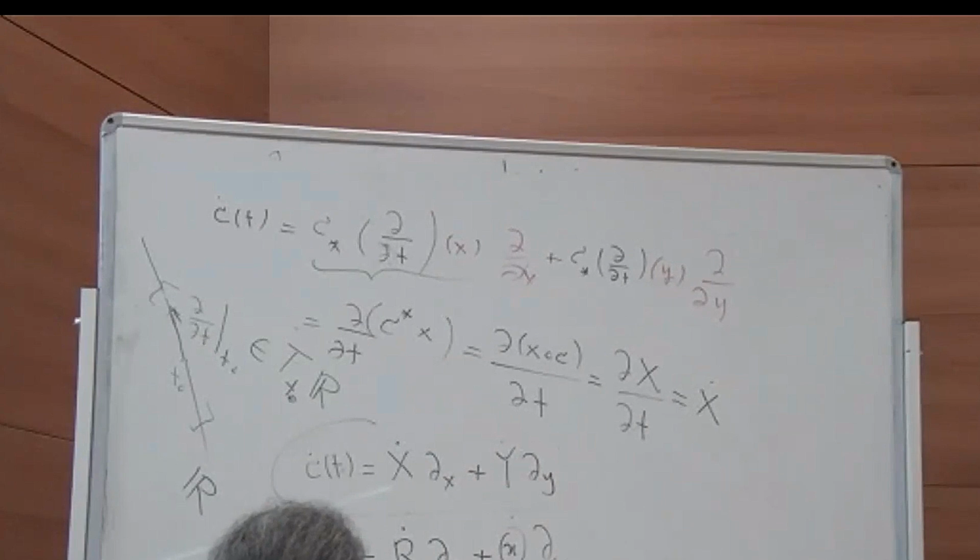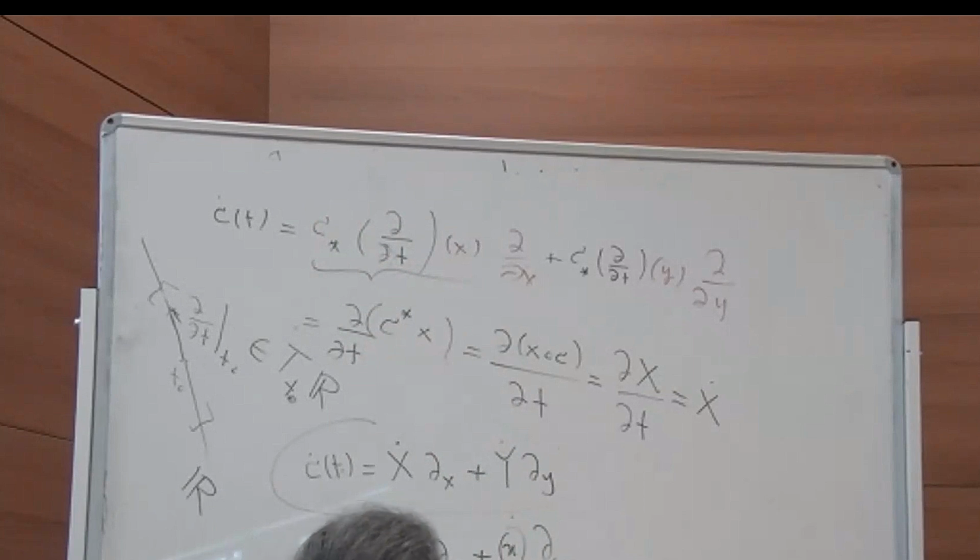This is c dot of t. x dot d over dx plus y dot d over dy. This is c dot of t acting on x dot. Because of this calculation, you can show that this is x double dot d over dx plus c dot of t acting on y dot d over dy. This is also y double dot.